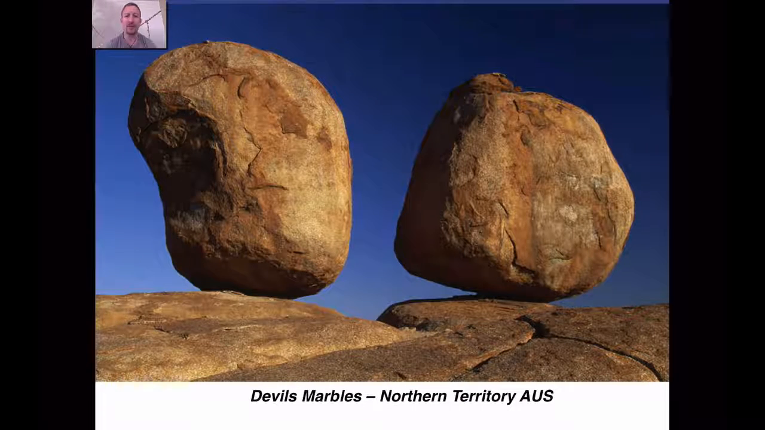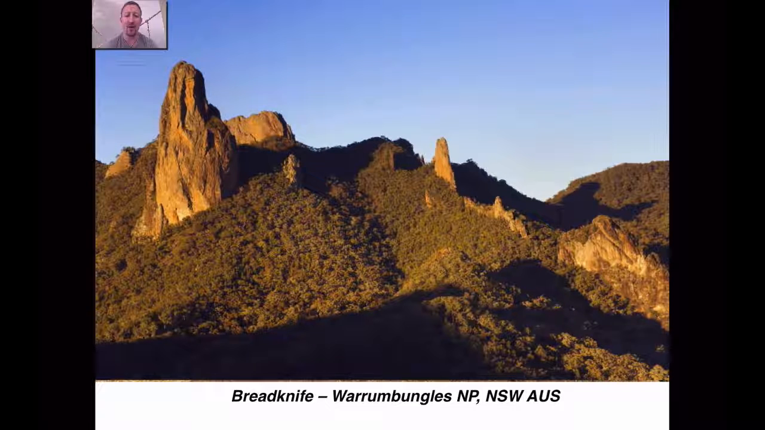Here we've got situations where we've had weathering of these rocks, and they just seem to be standing there on their own. This is because water has got into the rocks around it and just left these boulders surrounding. This is the Bread Knife in the Warrumbungles National Park in New South Wales. And again, what's happened is water has got into soft rock and broken away, and the hard rock is left standing.